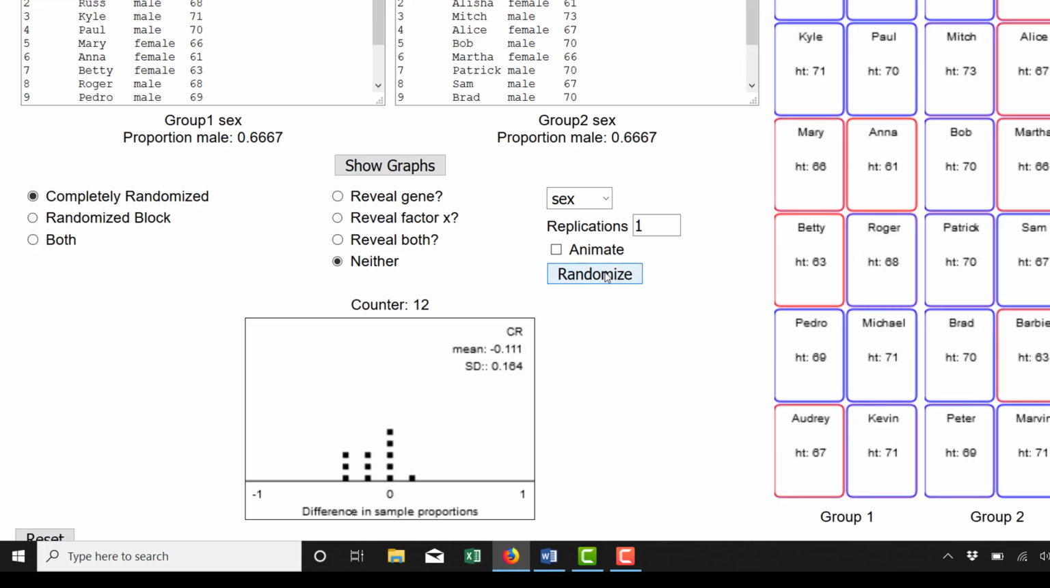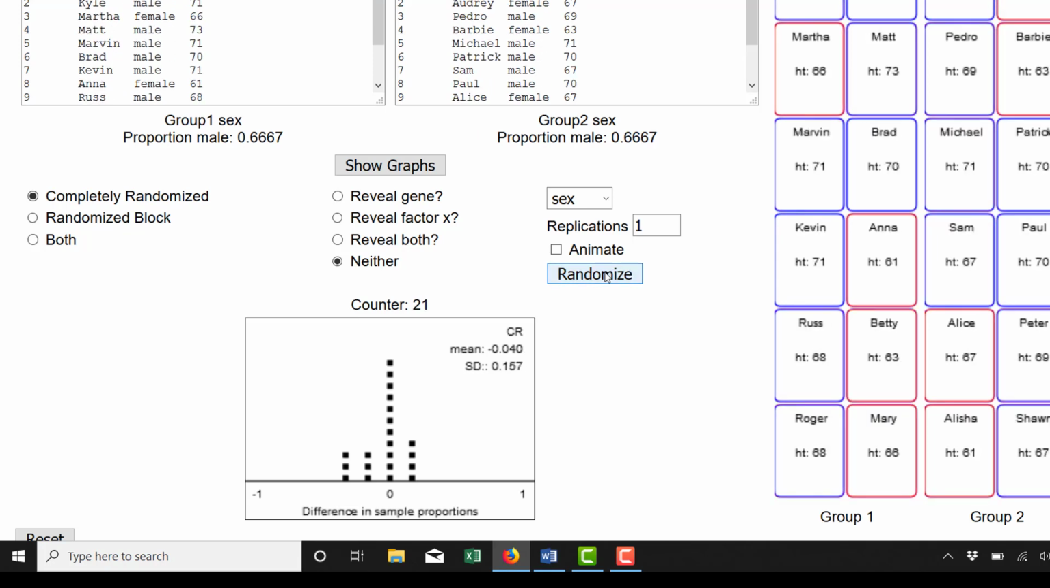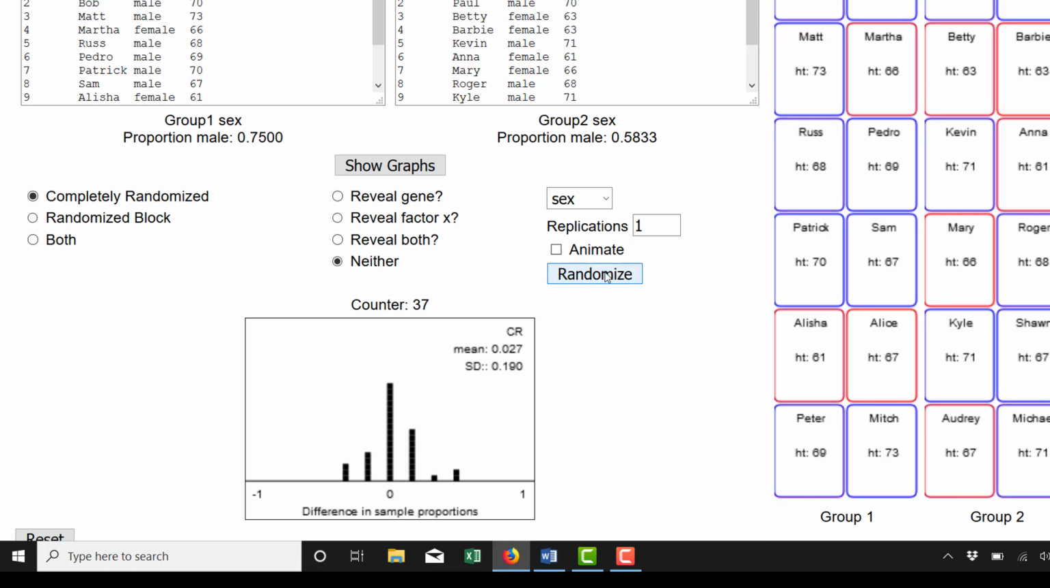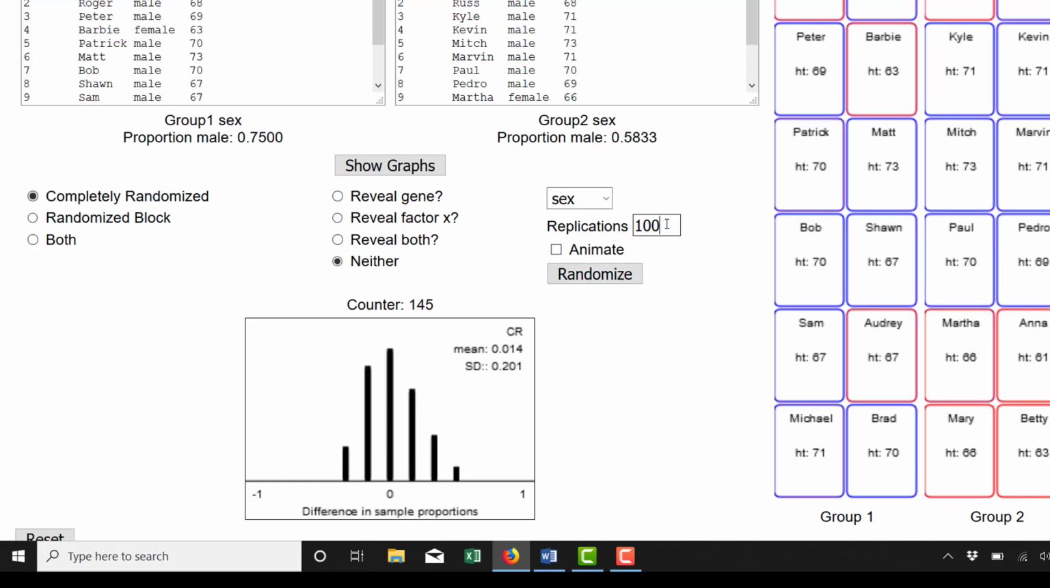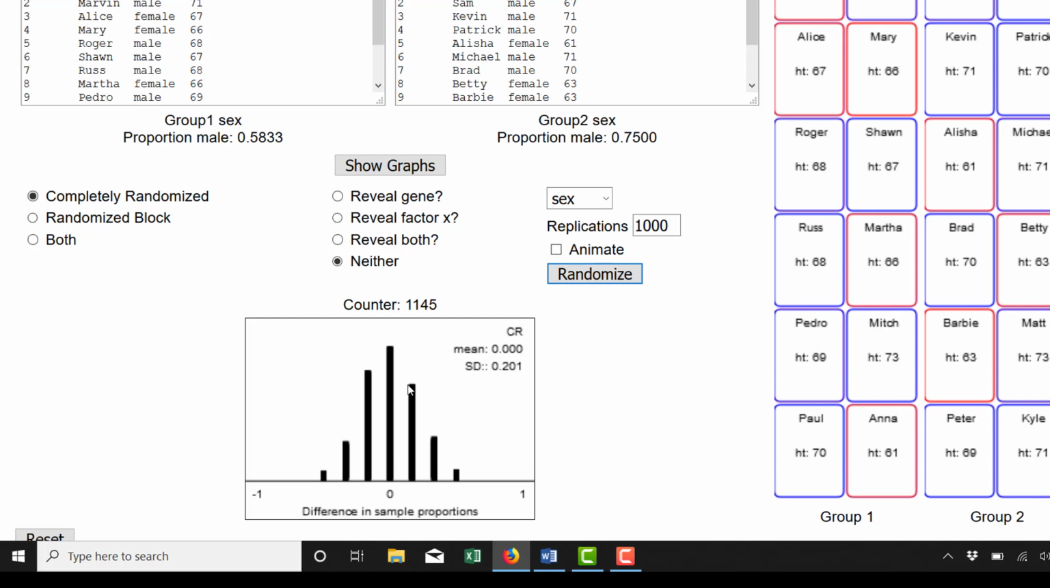Every time I hit randomize, it's shuffling the cards and assigning group 1 and group 2 people randomly. Instead of hitting dots one at a time, I could go ahead and do 100 repetitions. I could do 1,000 repetitions. There we go. So I've now done more than 1,000 repetitions of creating these groups using a random assignment method.